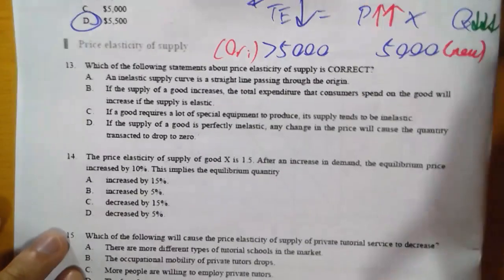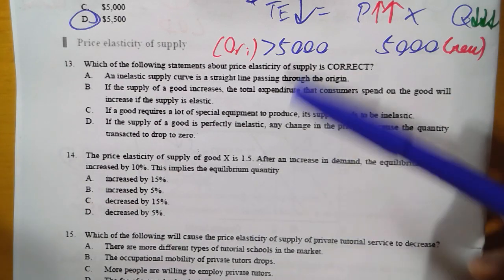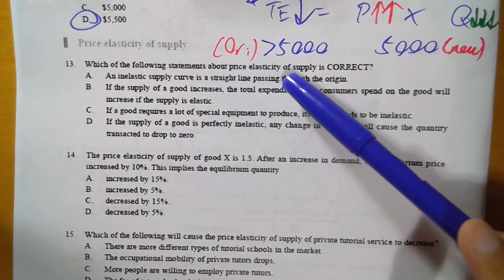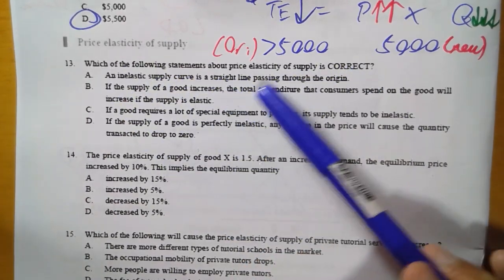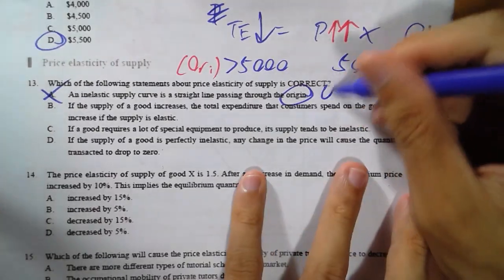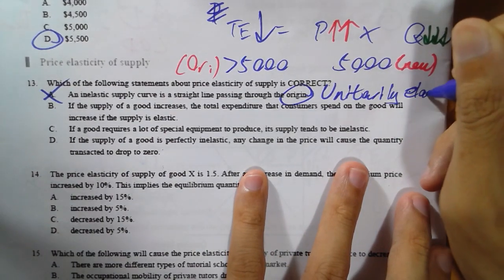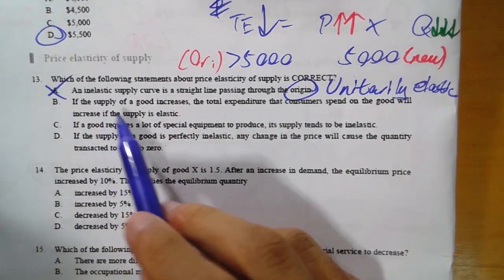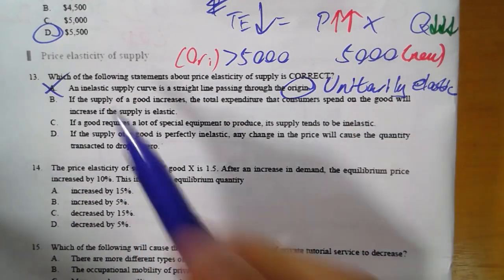Okay? Alright, so finally we are going to the price elasticity of supply. Now, to be completely honest, supply is not so important, so let's be quick. Which of the following about price elasticity of supply is correct? Elastic is a straight line passing through origin. Nope. Origin means unitary elastic. Nope.